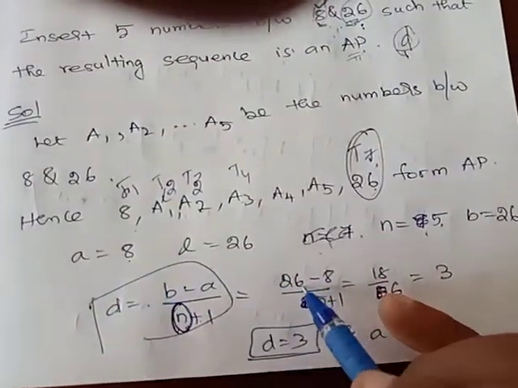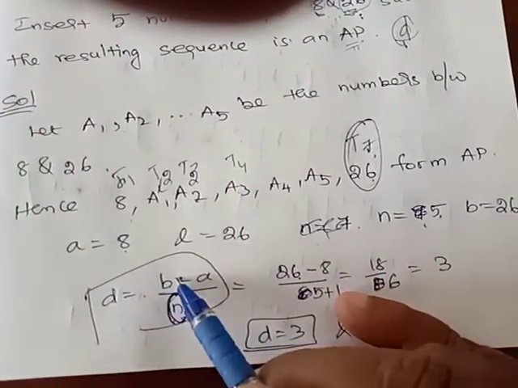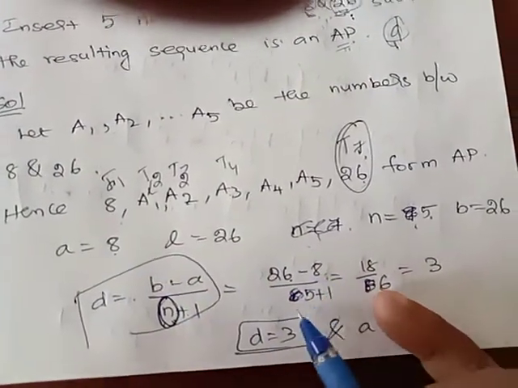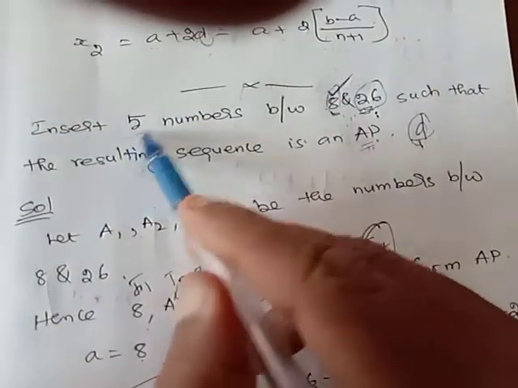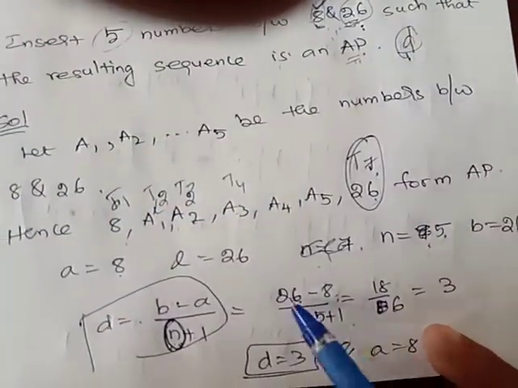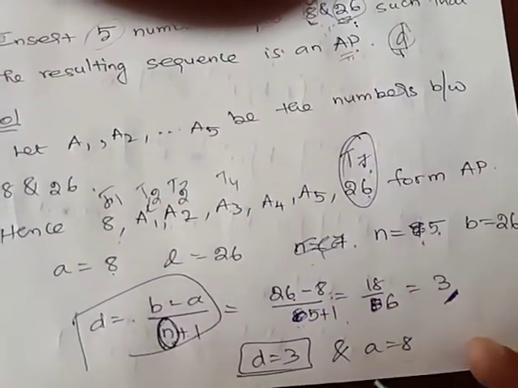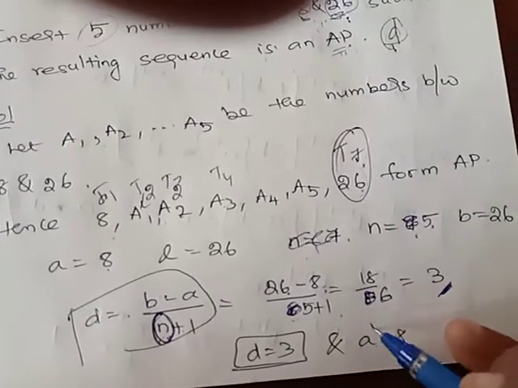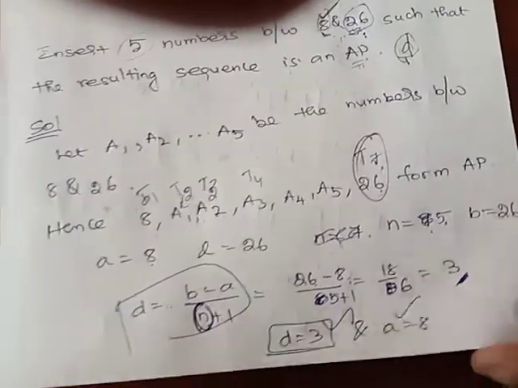Here B value is 26, A value is equal to 8, divided by the number of arithmetic means that we have to insert, which is 5. So 5 plus 1. So when we simplify it, we get the common difference as 3. Once we get the first value and the common difference, we can form an AP.